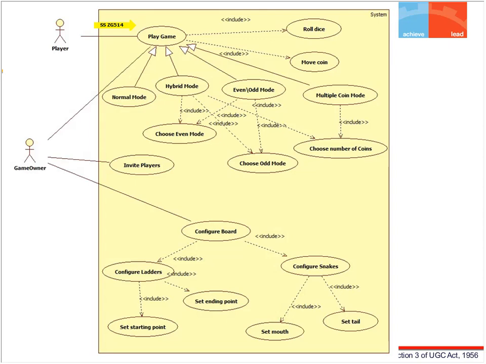So in every mode which is there, there are sub use cases wherein you can choose even mode or choose odd mode, or in the multiple coin mode, you need to choose the number of coins that you need to play, right? Okay.